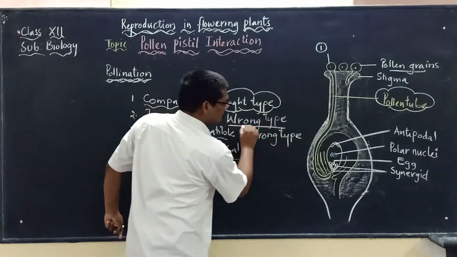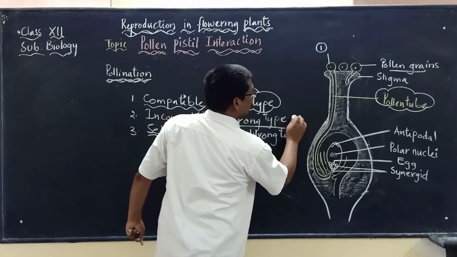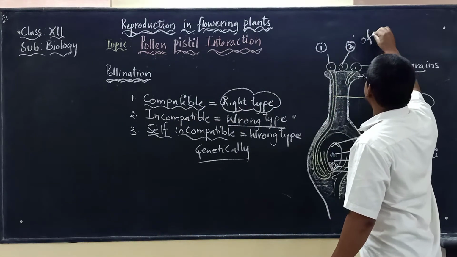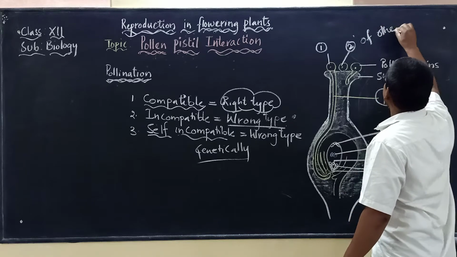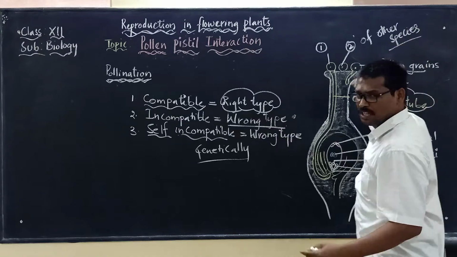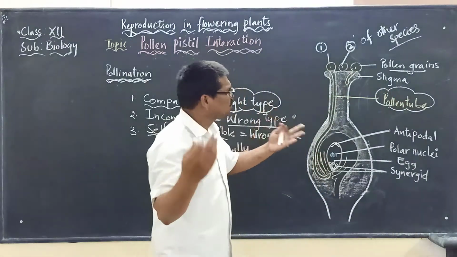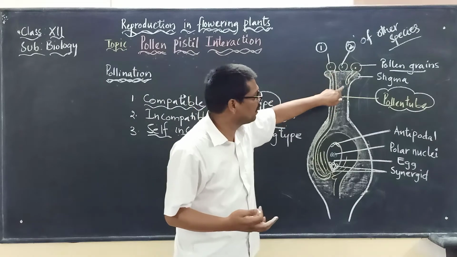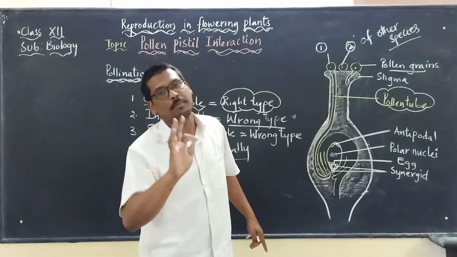This wrong type means pollen grains that are totally of other species. There is no chance for these pollen grains to germinate and for a pollen tube to form at all.